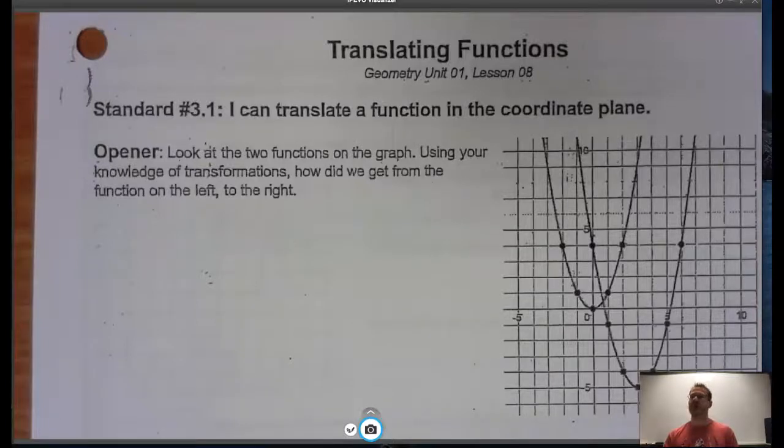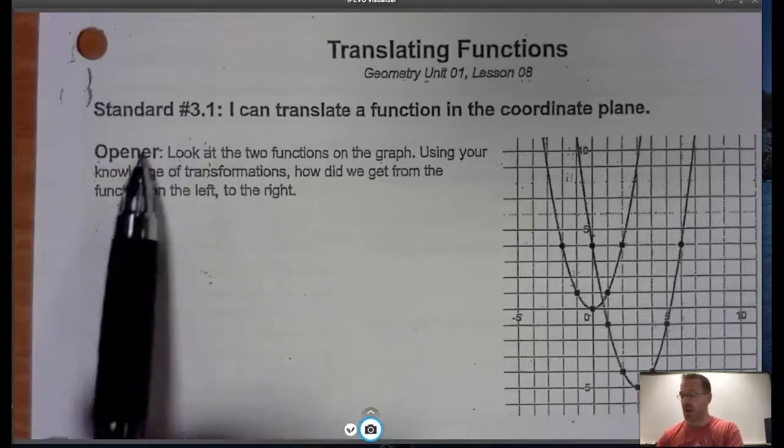All right, so we're going to continue our talk about working with functions here, and today we're going to translate functions. And what we're going to do is a lot of the same things that we did with our shapes, all right? So our translations, our reflections, our dilations, we're going to do those same things to functions now, all right? And for the most part, you're going to see a lot of the same things happen with those functions, okay?